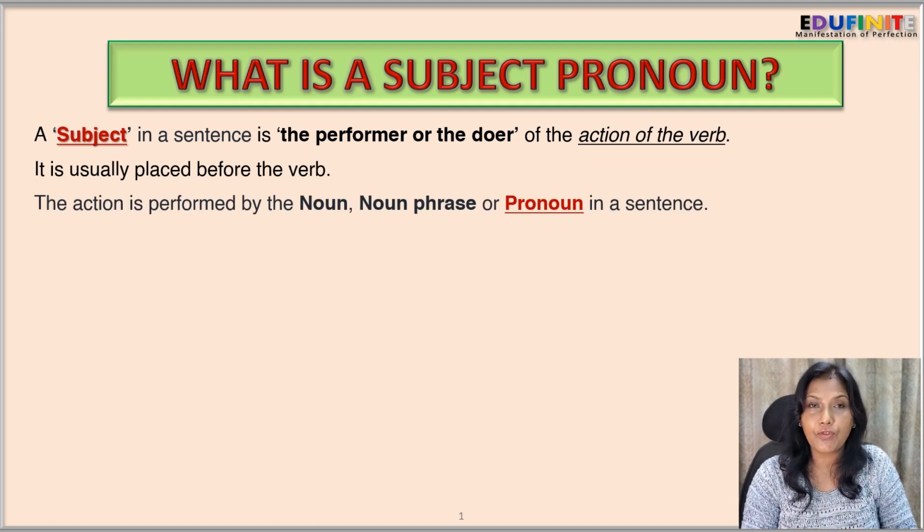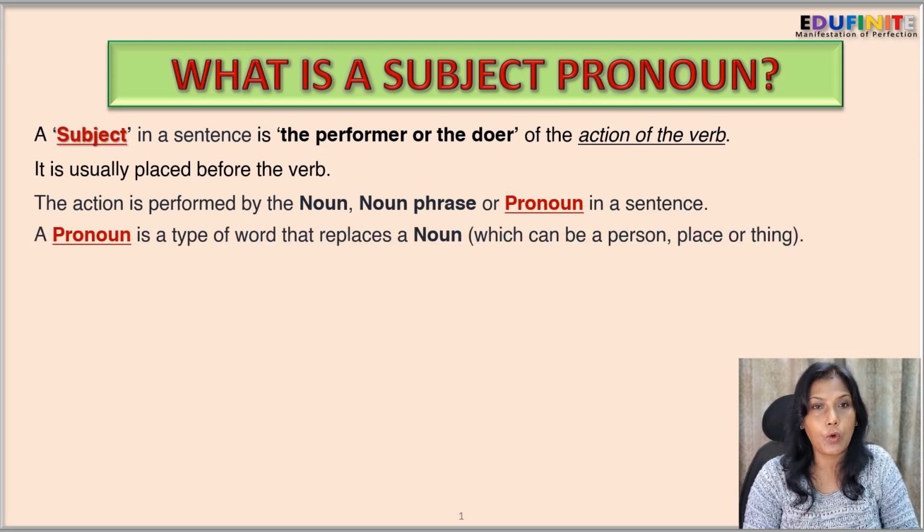The action is performed by the noun, noun phrase, or pronoun in a sentence. So we are saying the subject in a sentence is the performer or doer of the action verb. Now, what are these subjects? The subjects are represented by noun, noun phrase, or pronoun. Now we have known what a subject is. Now we'll focus on pronoun.